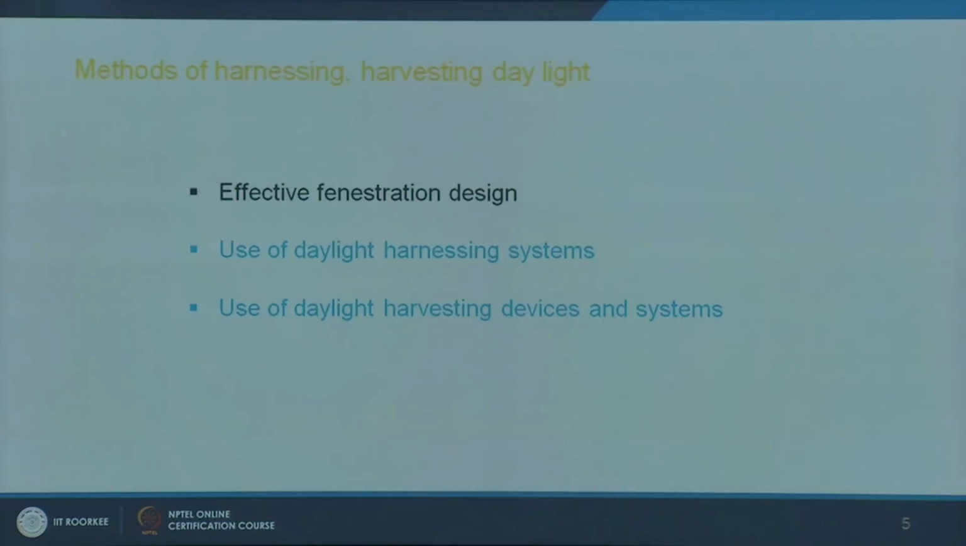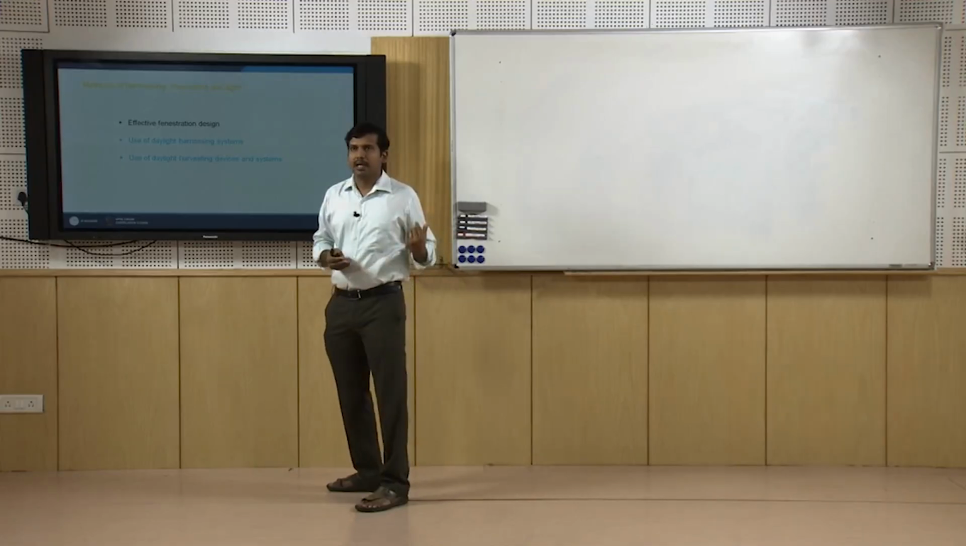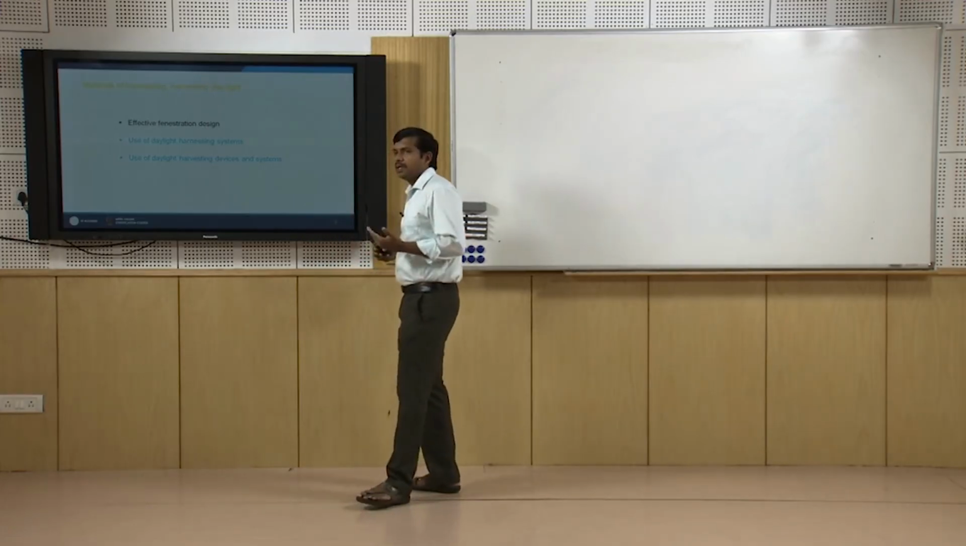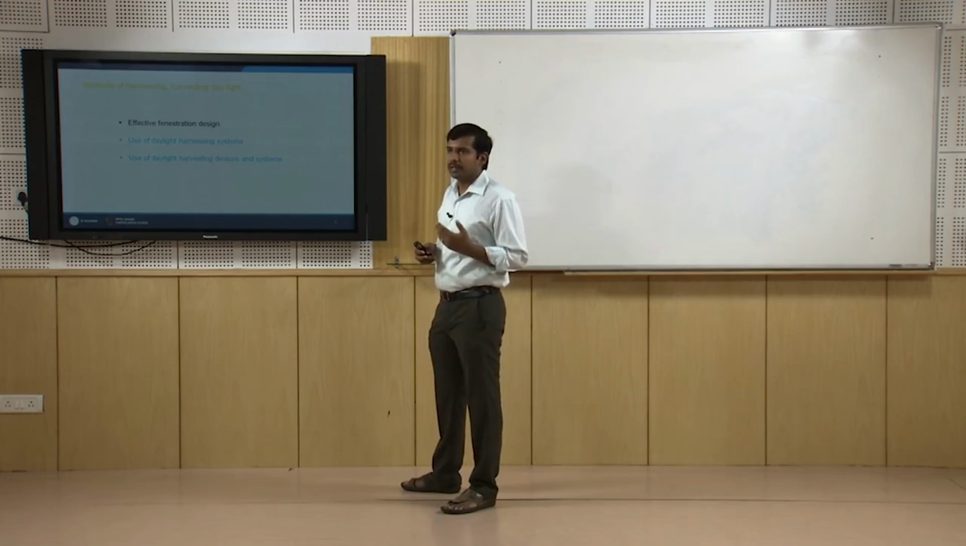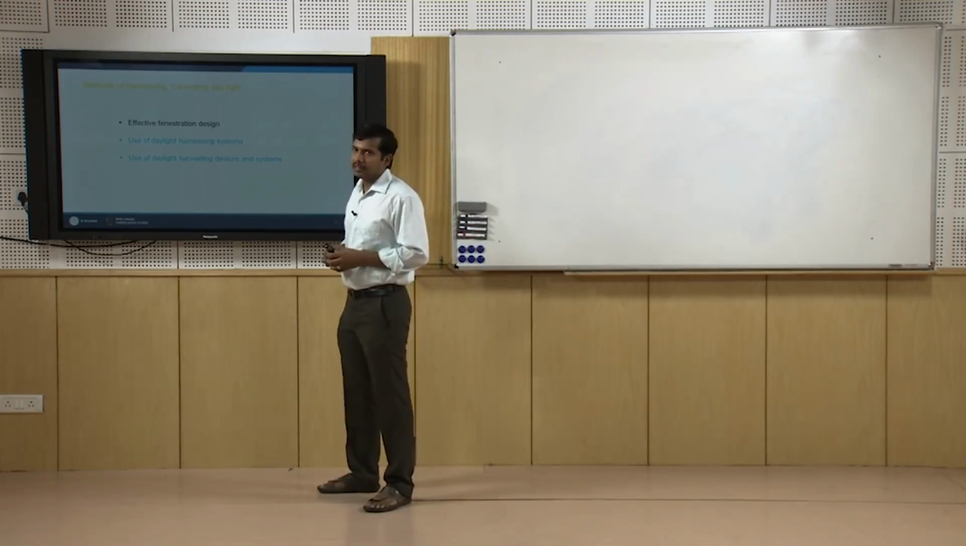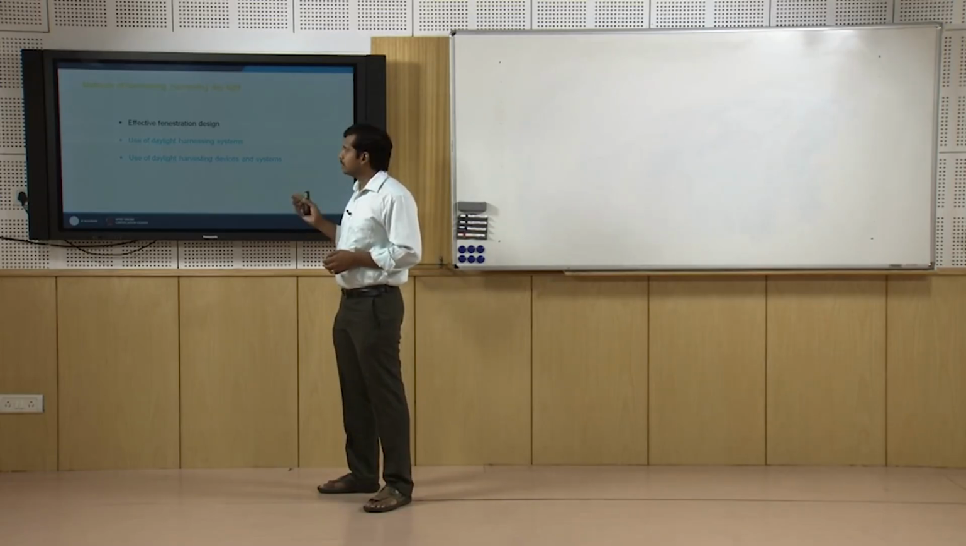First is, as we looked at, effective design of fenestrations. So we have to take into account what type of fenestration, what type of glass we are using, what type of reflections, re-reflections, diffusions we are using, what strategy specifically we are adopting in the fenestration design. First is design of fenestrations.